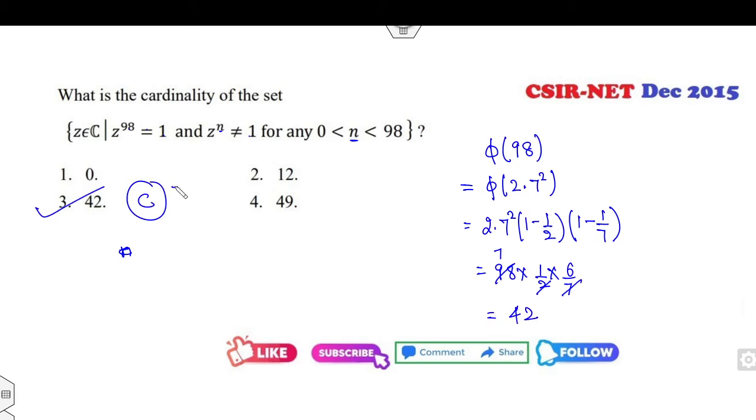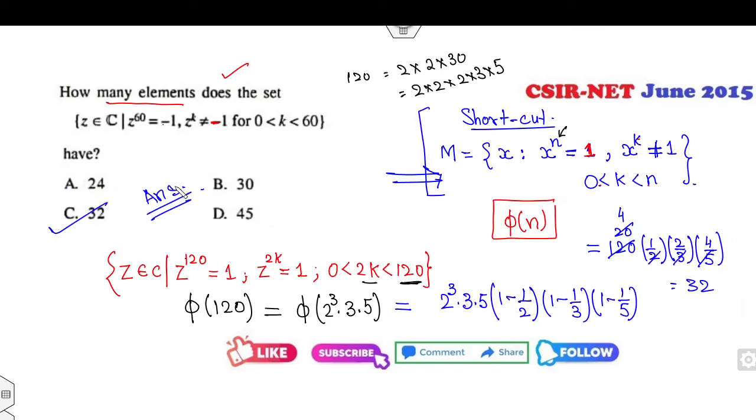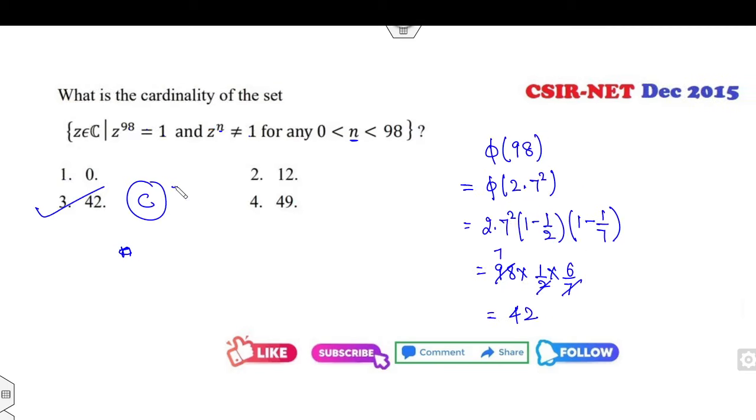You can see it's a very simple approach. You can solve this with the help of several shortcut tricks in this video.